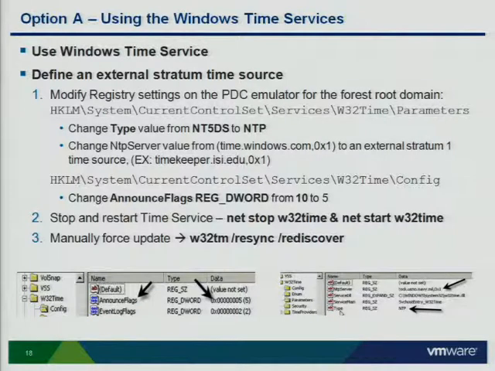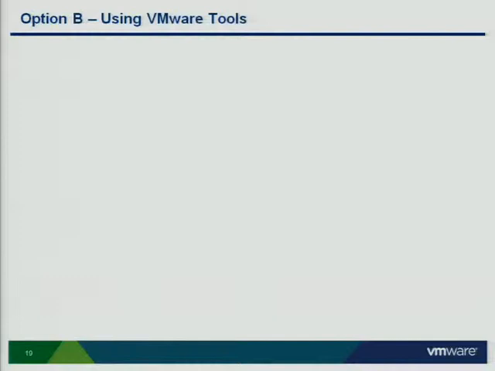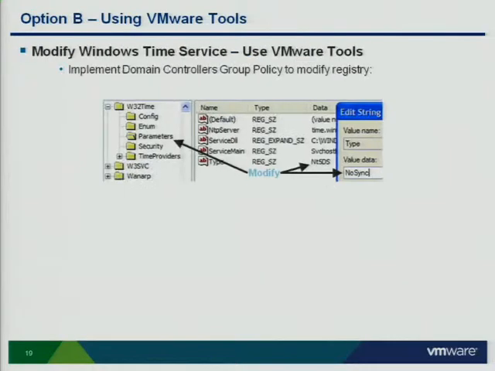And some of you in this room probably have already done that. Okay? And that's a perfectly acceptable solution. The second option is that you can use VMware Tools to do this configuration. Again, we go back to the modification settings here, but we're changing it from its NT5DS setting to no sync. What we're doing is prepping the domain to not synchronize using that methodology, but we're going to leverage VMware Tools to do that for us.